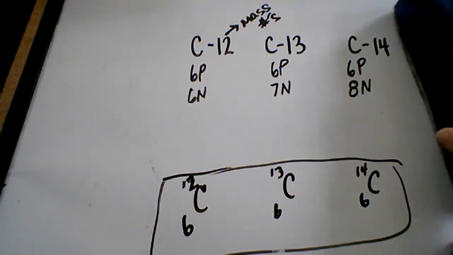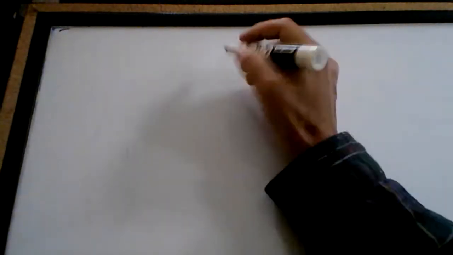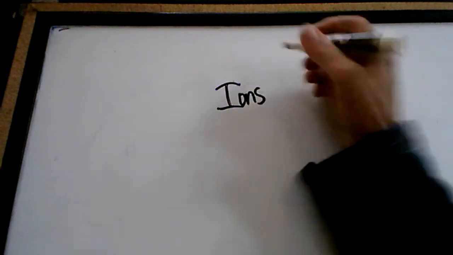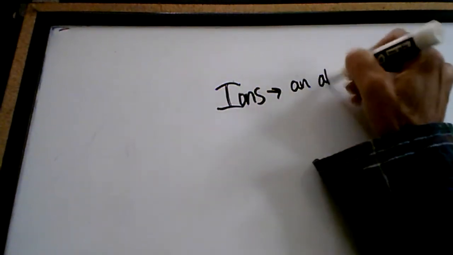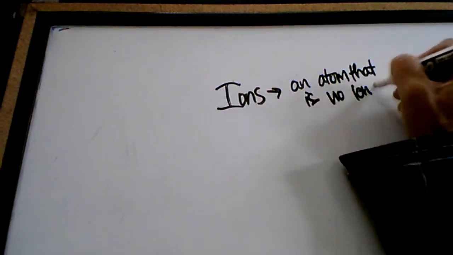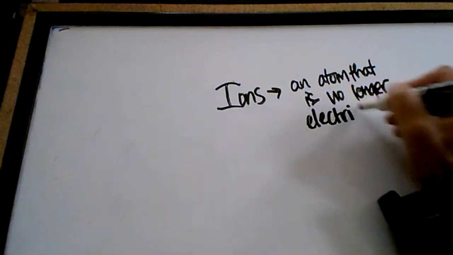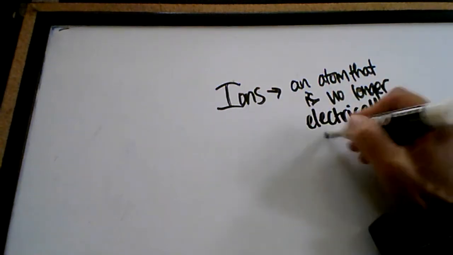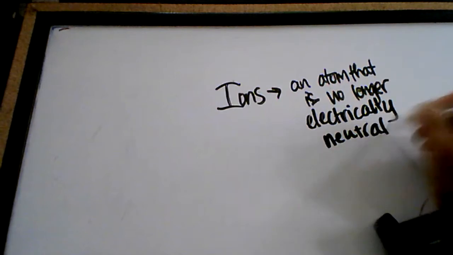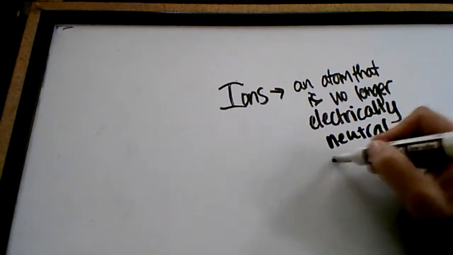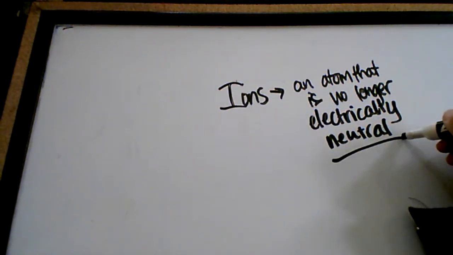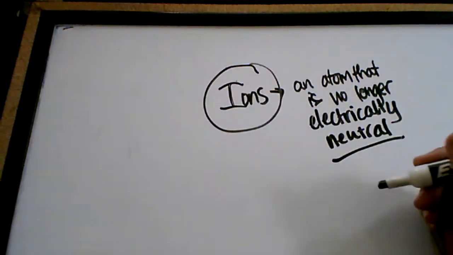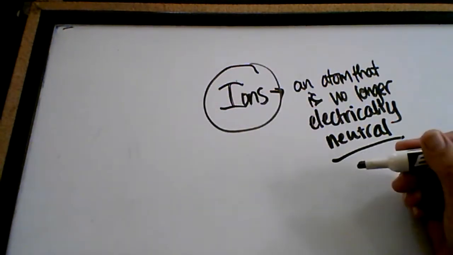Now, atoms often turn into something we call ions. An ion is an atom that is no longer electrically neutral. So we can't call it an atom anymore, because atoms themselves are electrically neutral. But this is no longer electrically neutral, so we call it an ion.